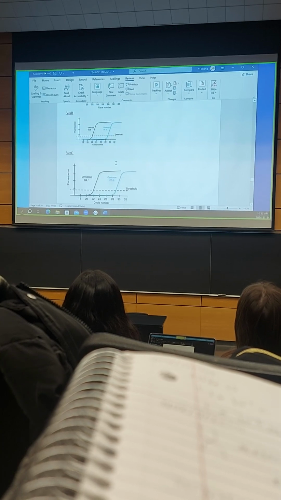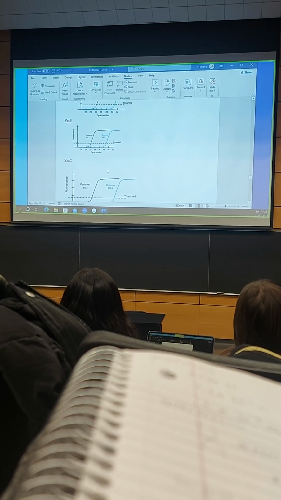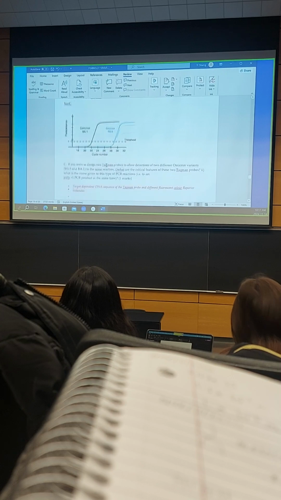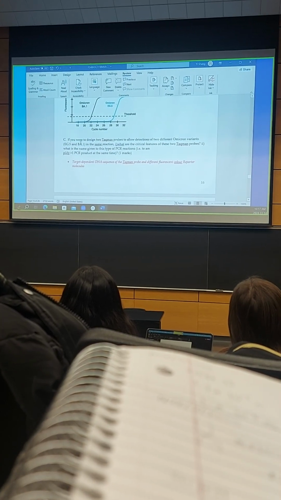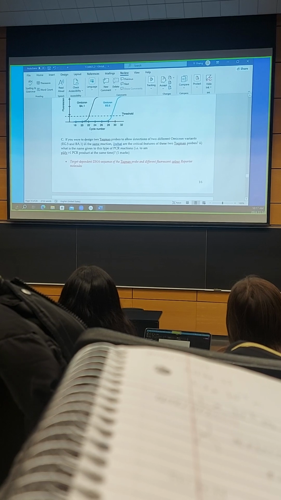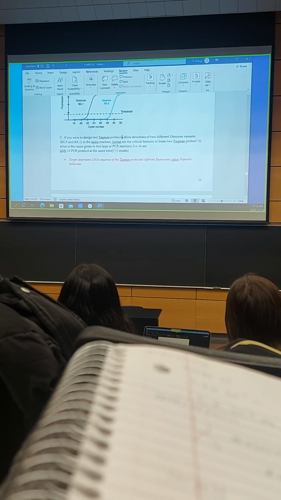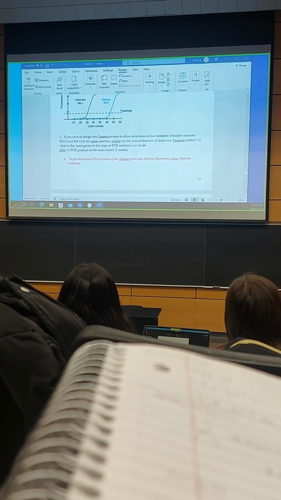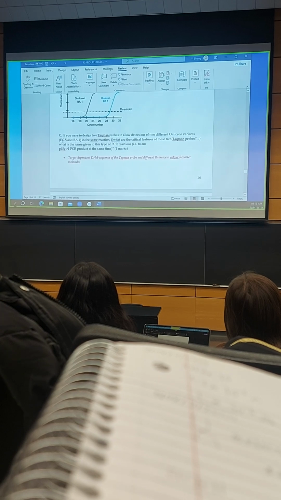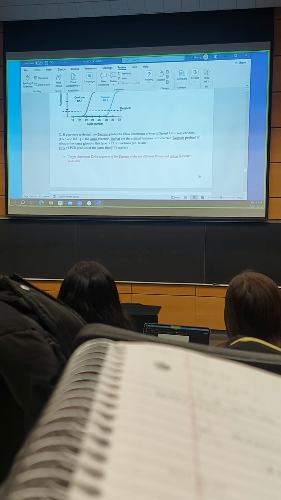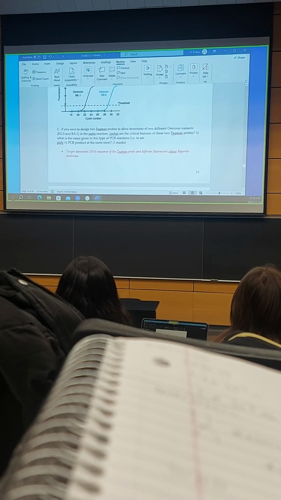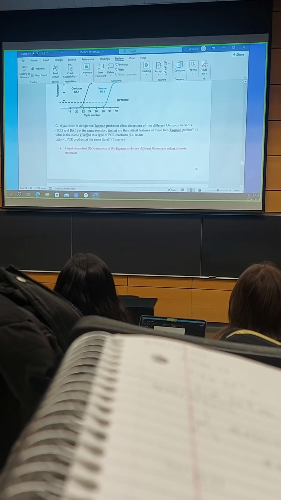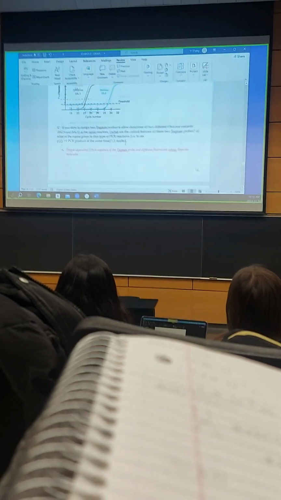Next, we will have 3 different diagrams for the PCR plot. You use these 2 Taqman probes to detect the 2 different Omicron variants, EG5 and BA1, in the same reaction. What are the critical features of these 2 Taqman probes, and what is the name given to this type of PCR?